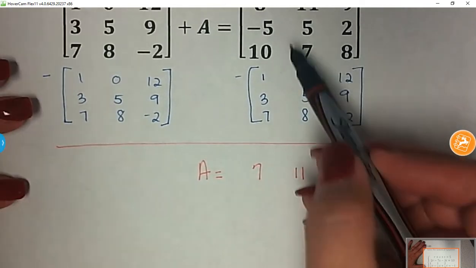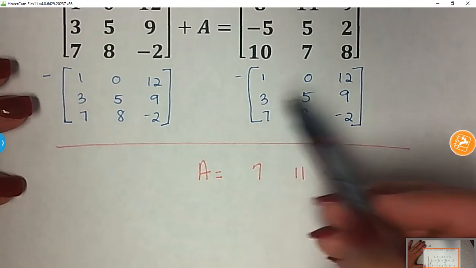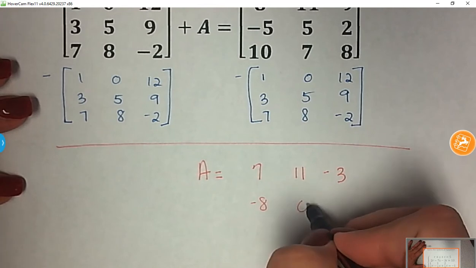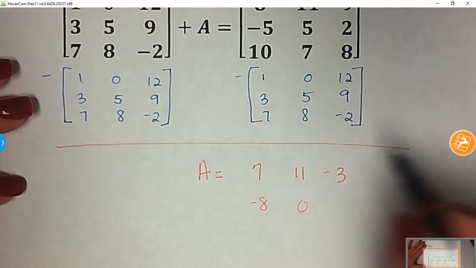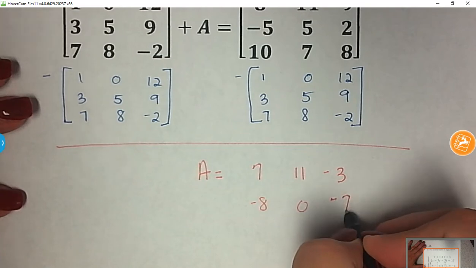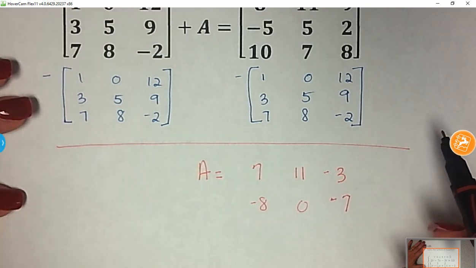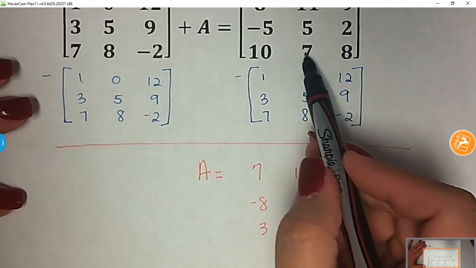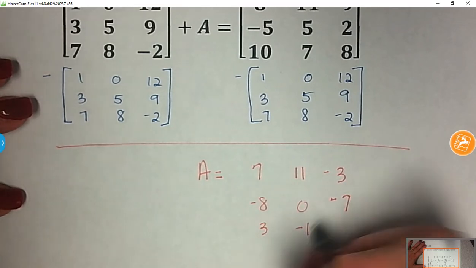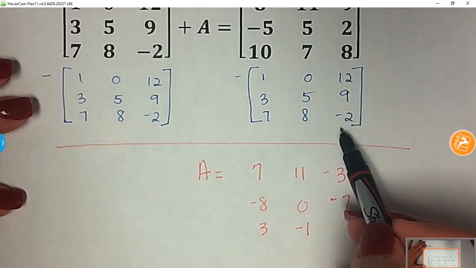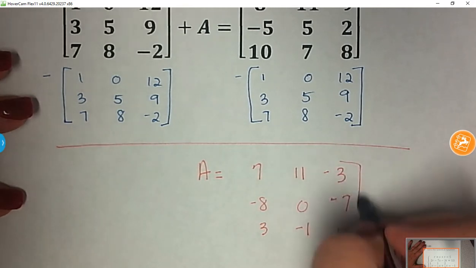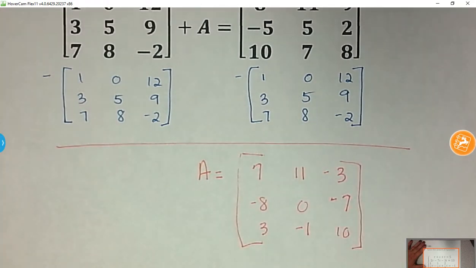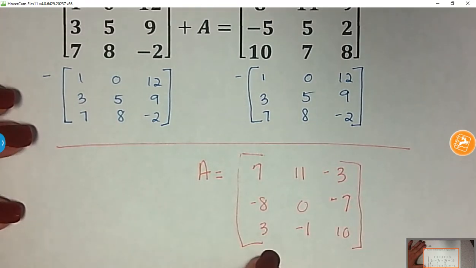Now we're going to move down to row 2. -5 minus 3 gives me -8. 5 minus 5 is 0. 2 minus 9 is -7. Second row's done. Now let's go to the third row. 10 minus 7 is 3. 7 minus 8 is -1. 8 minus -2 is 10. So now we have solved the matrix equation, and this is your solution. This is matrix A.